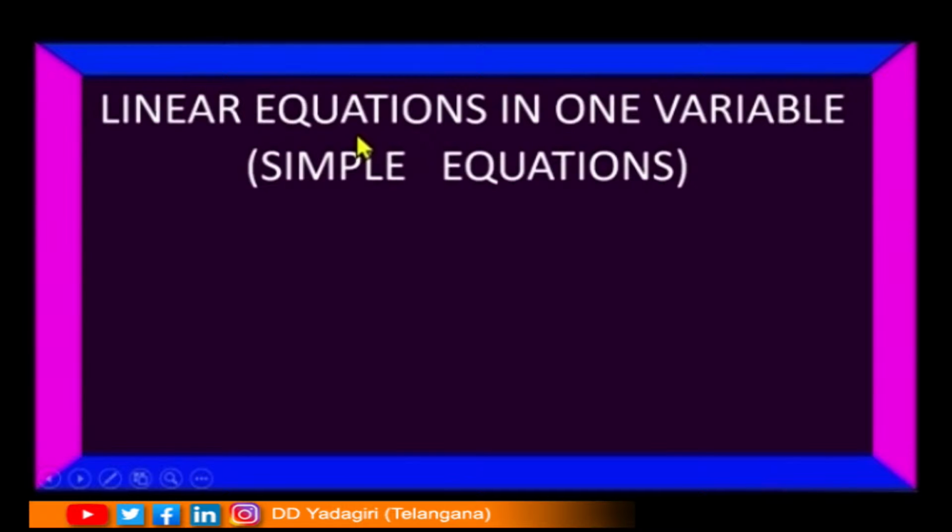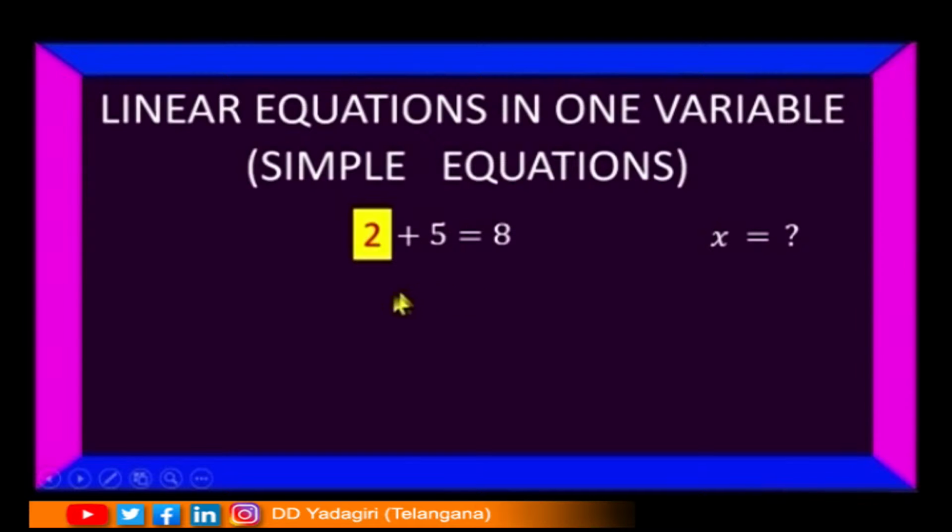Linear equations containing one variable are also called simple equations. Let us say a simple equation or a linear equation in one variable, that is x plus 5 equal to 8. What is the value of x in this equation? Suppose you put 1 in place of x. Do you get 8 on addition of 1 plus 5? No, 1 is the wrong answer.